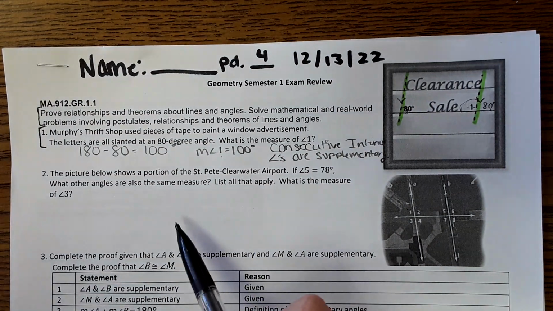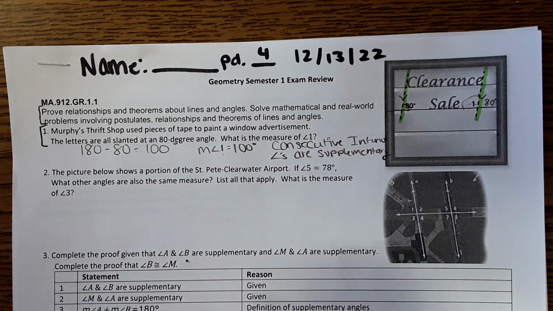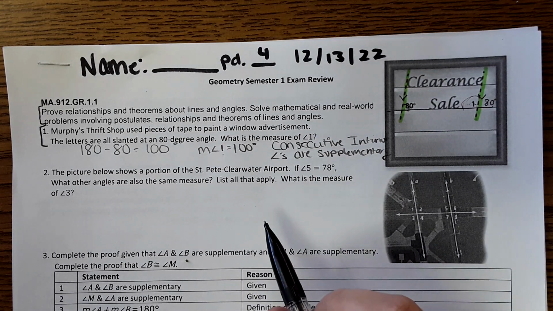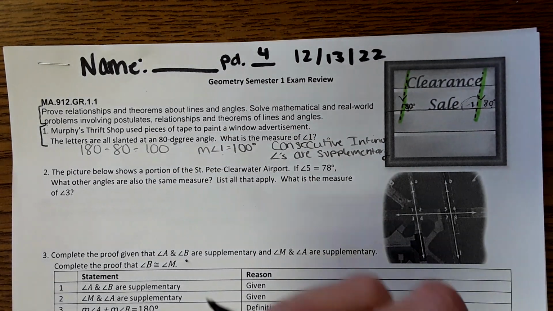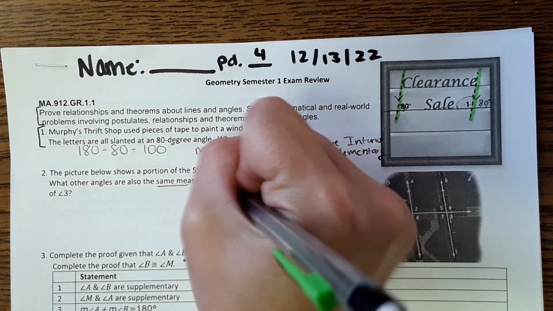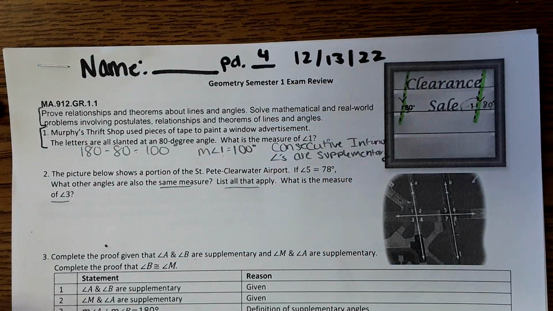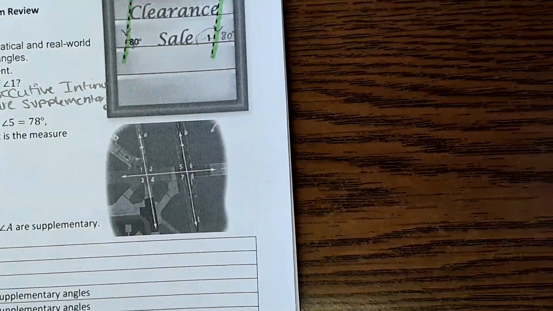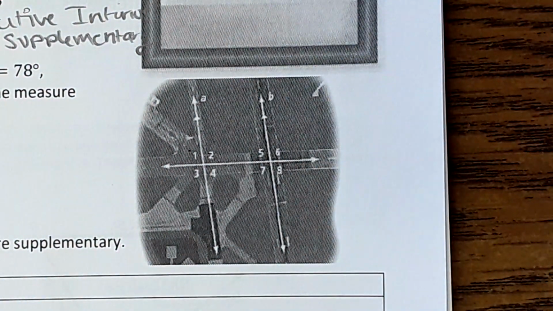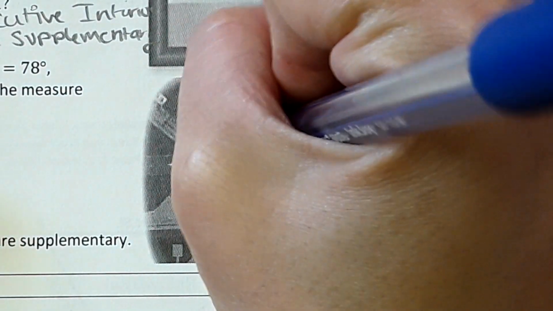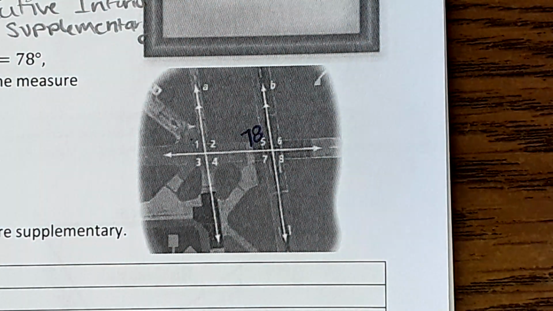Okay, number 2, it says a picture shows a portion of St. Pete Clearwater Airport. If angle 5 is 78 degrees, what other angles are also the same measure? List them all. What is the measure of angle 3? I'm going to zoom in, because otherwise you're not going to be able to see. Okay, I'm zooming in on this. It says that angle 5 is 78 degrees. Okay, it wants to know what other angles are 78 degrees.